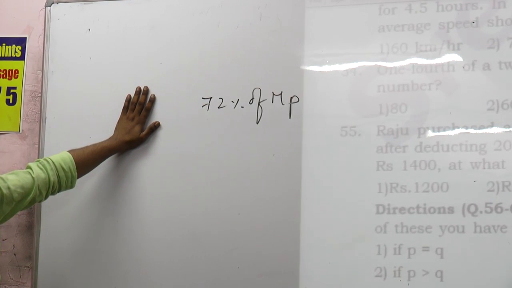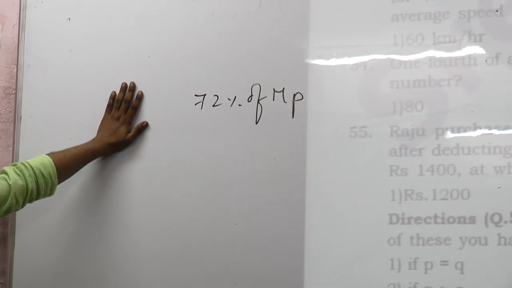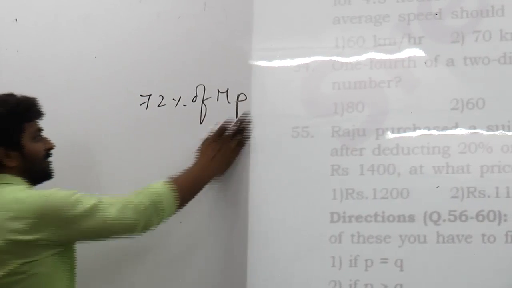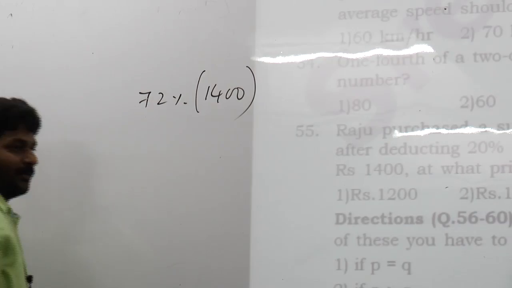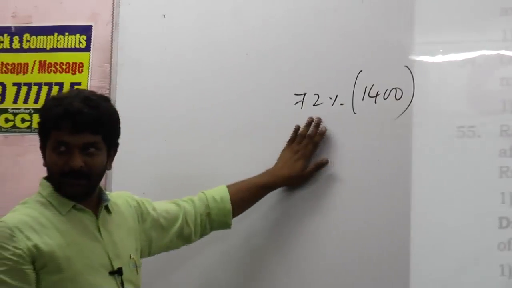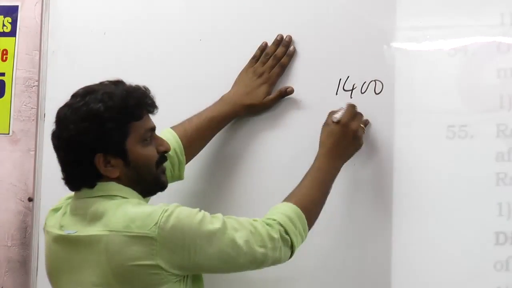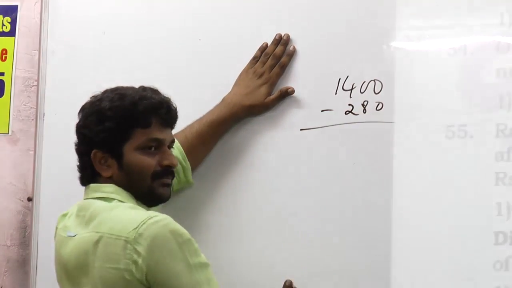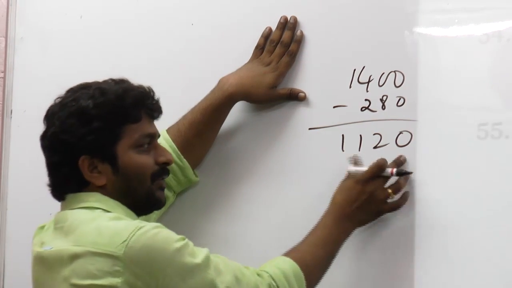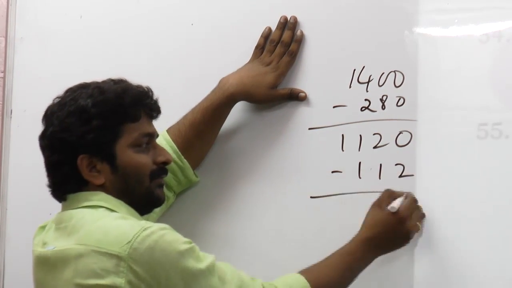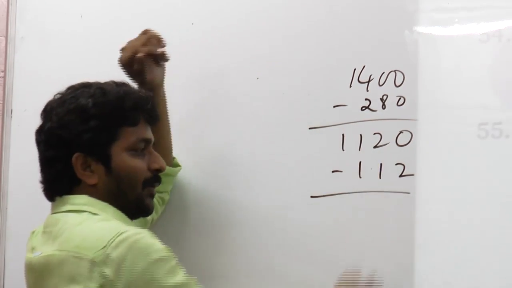If the labeled price of the suitcase was 1400, at what price did he purchase the suitcase? So you need to calculate 72% of what? 1400. Instead of getting 72% of this, let me first go for 20% discount on this number, which is 280, which is 1120, and again 10% discount is allowed, 112. 120 minus 112, 8 rupees, 1008.